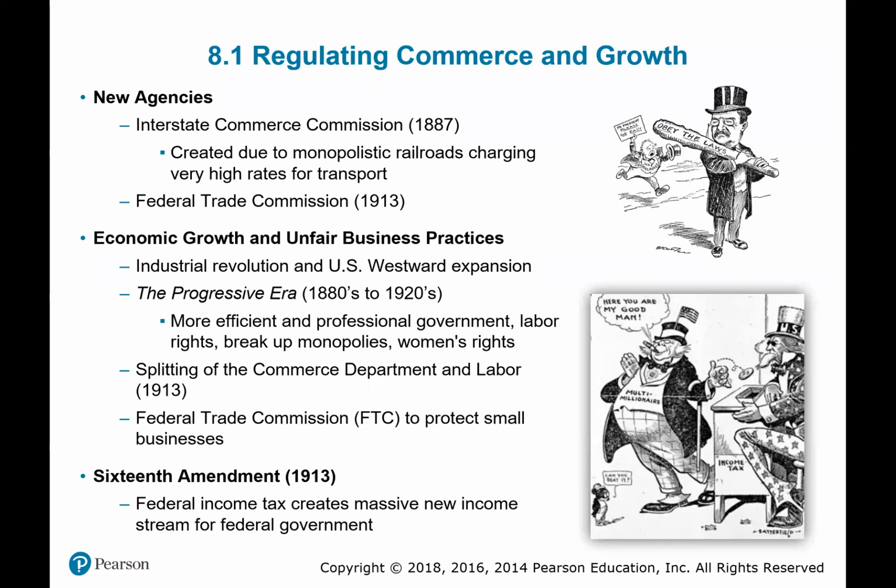Also, what was created about 20 some years later was the Federal Trade Commission. And this also was related to monopoly. So the Federal Trade Commission was set up to protect small businesses from large corporations. And so that went in 1913. And this is all happening during the Progressive Era.